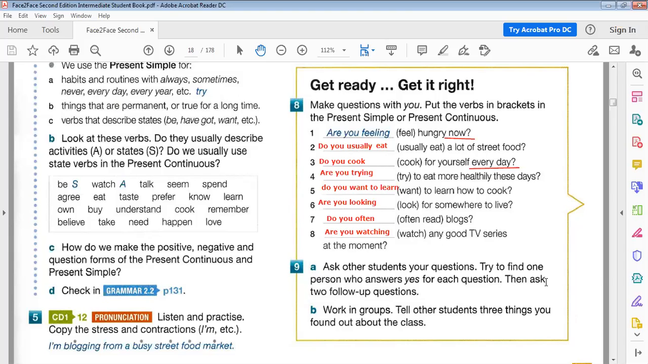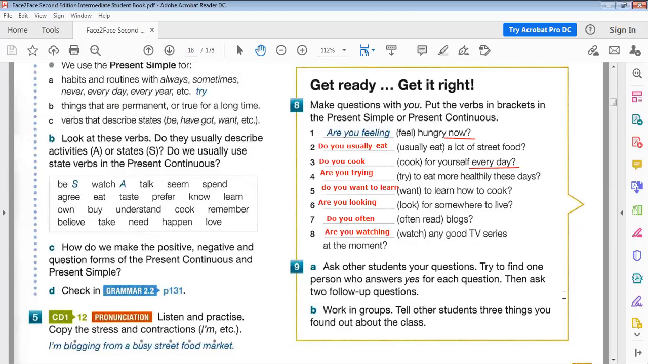Are you watching any good TV series at the moment? Never ever. No. I hate watching TV. Really? Yes. Okay. I watch TV, but not series.